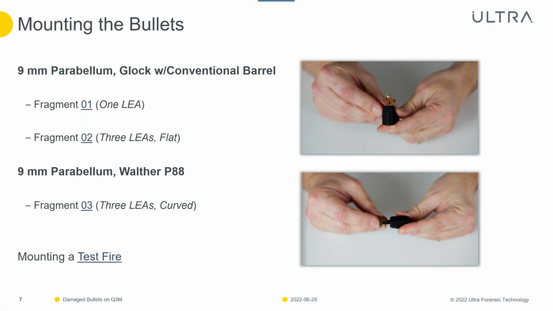For this final one, for the demonstration here of mounting the fragment, it's another 9mm parabellum jacketing from a Walther P88 pistol, and this one has 3 land engraved areas as well, but it still has the curved aspect to its surface there. So there is some deformation. It's no longer perfectly cylindrical like you'd expect with a test fire, but there is still curvature present. And let's see that one in action as well.